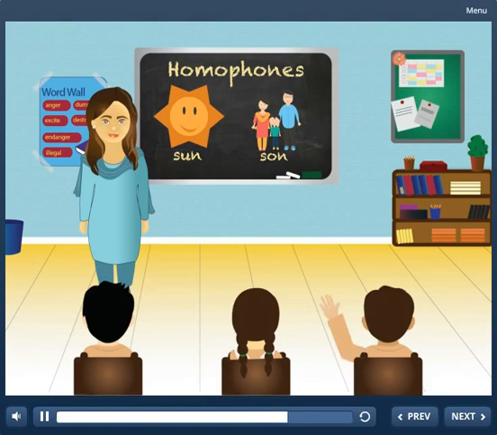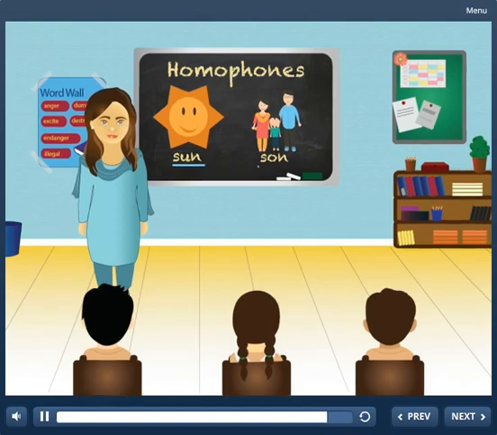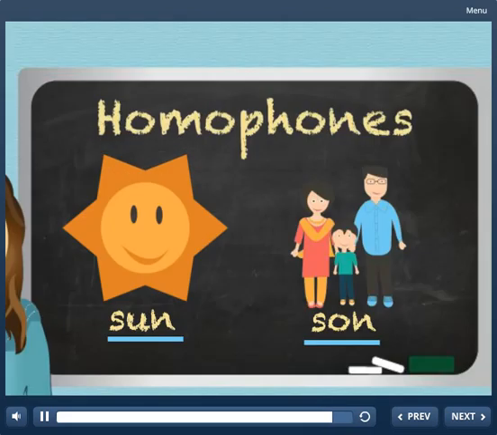Teacher, the spellings are also different. Excellent, Abid. The second way to recognize a homophone in a sentence is possible when the homophone is written. This is because sets of homophones are spelled differently. We spelled sun S-U-N but spelled son like S-O-N.